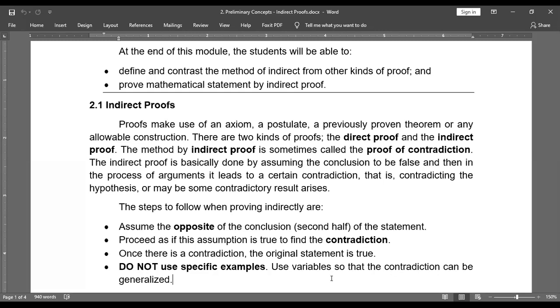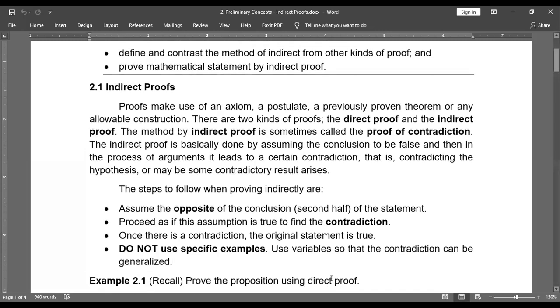Do not use specific examples. Same with our examples in proving the closure property where we just use variables. In here, don't use specific examples. Do not assume specific values of x or specific values of a and b. Use variables so that the contradiction may be generalized.